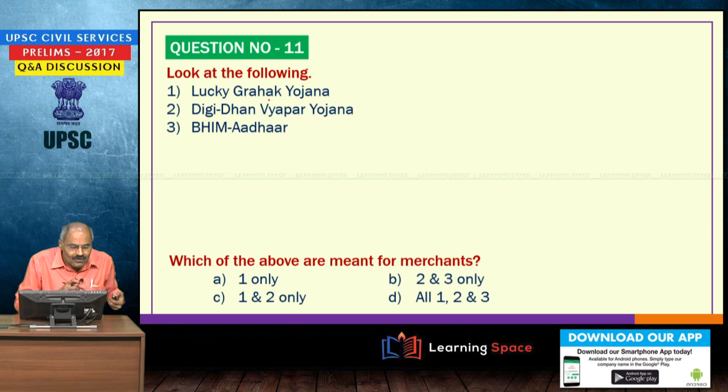Look at the following: Lucky Grahak Yojana, Digi Dhan Vyapar Yojana, Bhim Aadhar. Which of the above are meant for merchants? This Lucky Grahak Yojana is for customers, not for merchants. Customers like you and me. Then this Digi Dhan Vyapar Yojana is for merchants to facilitate digital transactions. Some awards are given. Then Bhim Aadhar is meant for the payments to the merchants. So you can say 2 and 3 pertains to merchants.